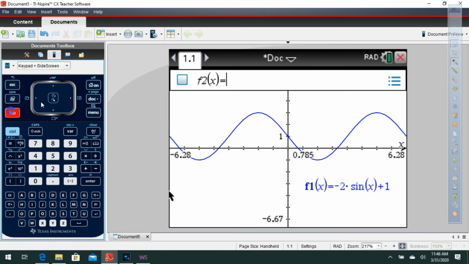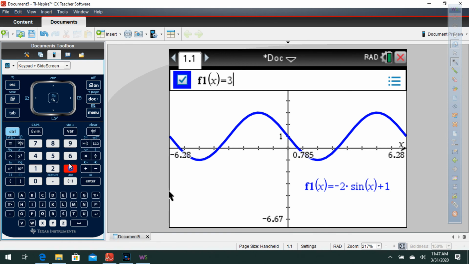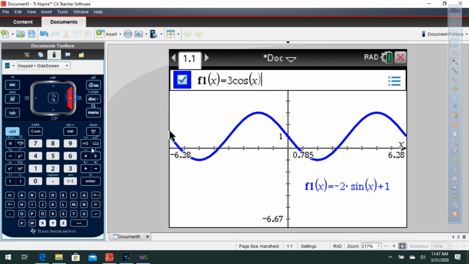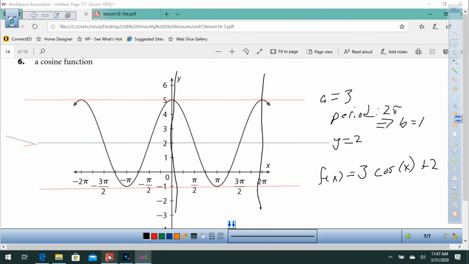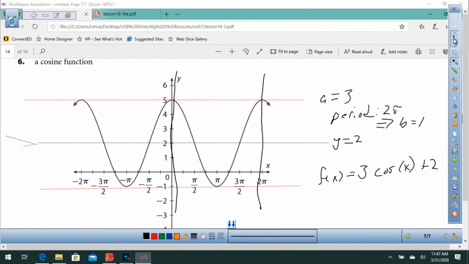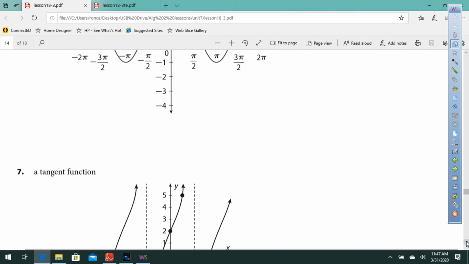Tab, control, delete. And we had 3 cosine x plus 2. Does that look like it? Let's see. It does, doesn't it? Sure does. Good deal. And I think the next one is a tangent. Yeah, tangent function.